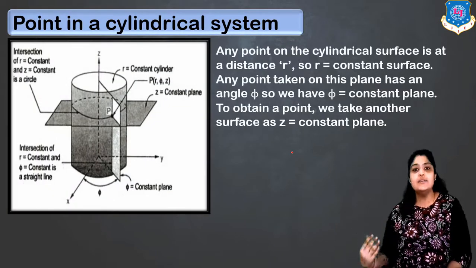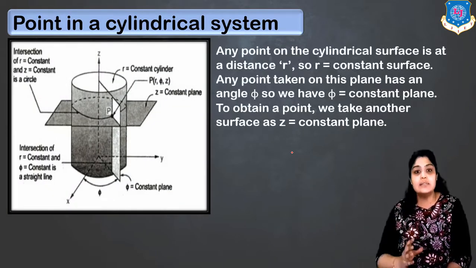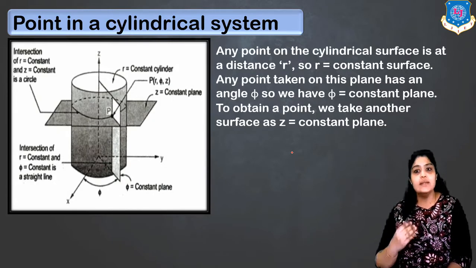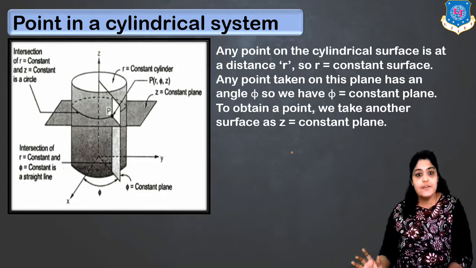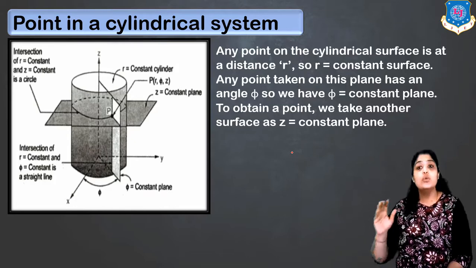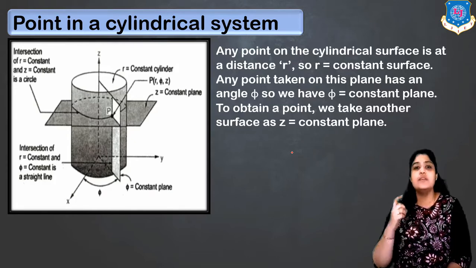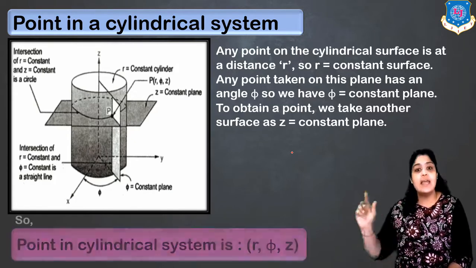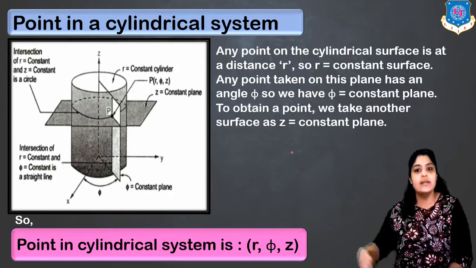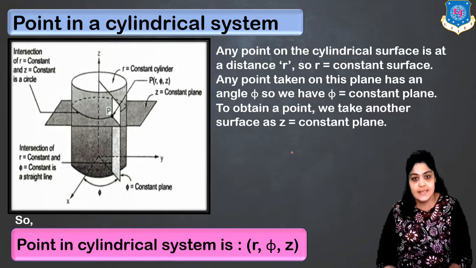So, a point in a cylindrical system. I hope the cylindrical system which I explained is now clear. Suppose any point on the cylindrical surface is at a distance r, the position vector which we discussed. So r is a constant surface. Now any point on this plane has an angle phi, so we take phi as a constant plane. To obtain a point, we take another surface z, which is the height, and hence we represent a point in a cylindrical coordinate system as r, phi and z.